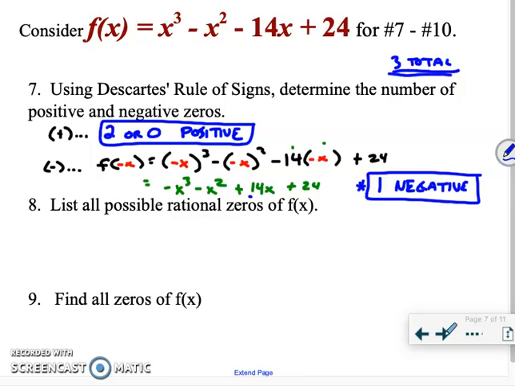So if there's 3 total zeros and we hit on the fact that there's 2 positive and 1 negative, there's all 3. But if there are 0 positive and 1 negative, that tells us that there have to be 2 imaginary zeros out there.